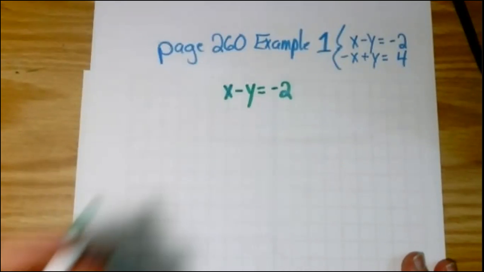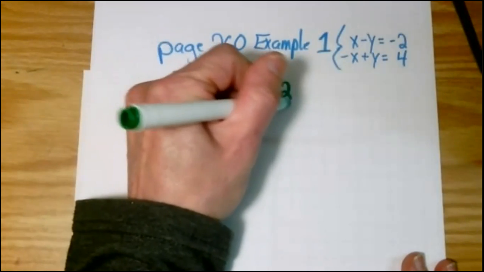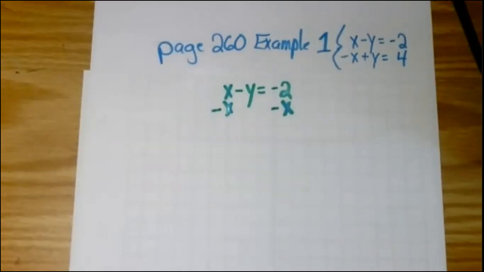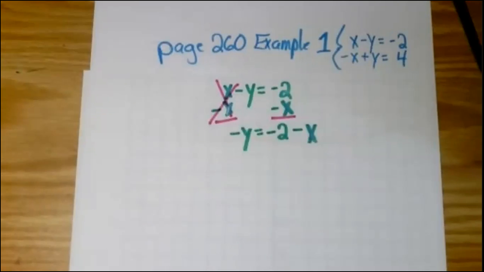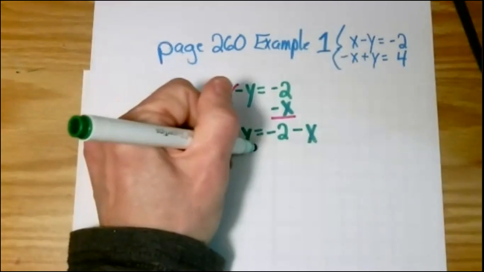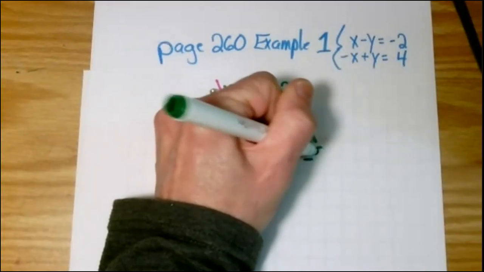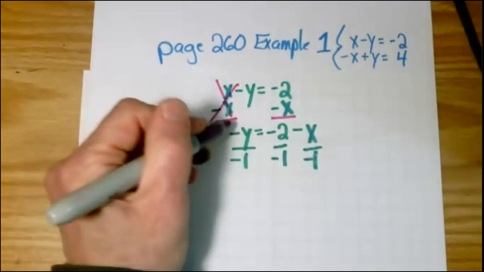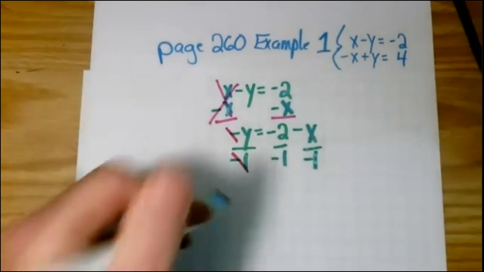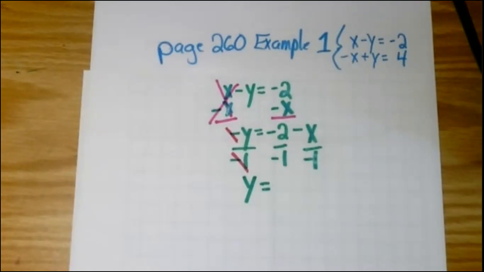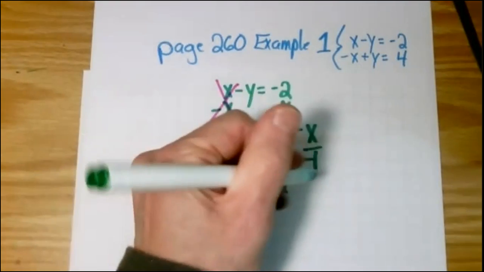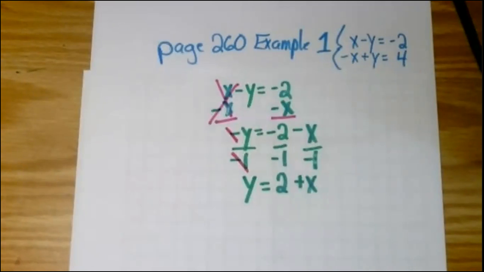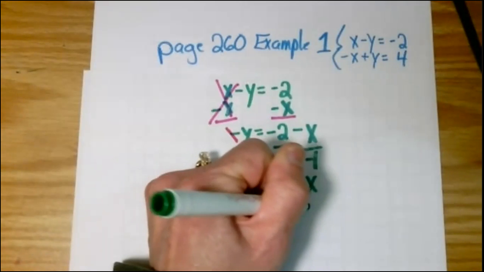Changing that into slope-intercept form, I'm going to subtract an x from both sides. That will eliminate my x's, and I'll be left with negative y equals -2 minus x. We can't combine those. Now I want to divide everything by -1, on the other side as well. That crosses off my negatives, right? That'll give me y equals -2 divided by -1, which is +2, and negative x divided by -1, positive x. We're almost in slope-intercept form. We just have to reverse it: y equals x plus 2.